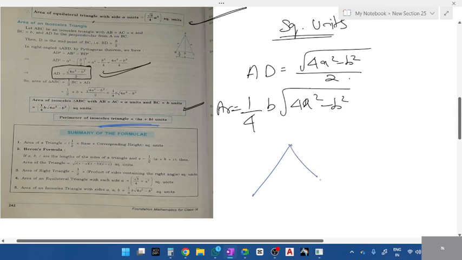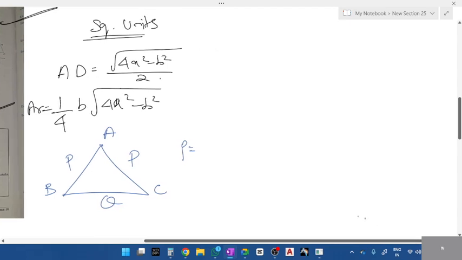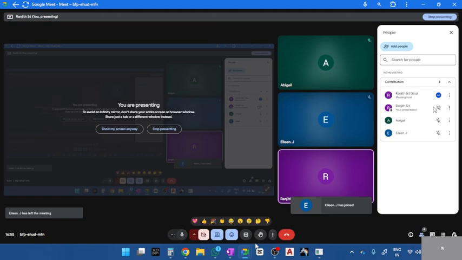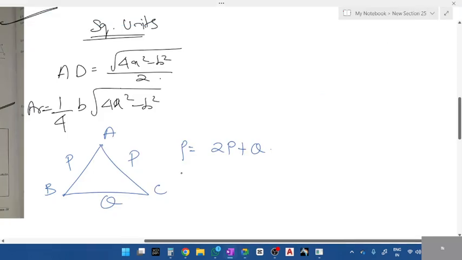And sometimes the teacher might give it differently. I don't know what type of question they'll set. They'll give you a triangle ABC, and they'll write P, P, and Q. Now tell me the formula according to this. What's the perimeter? If two sides are equal and one is different, what will you get? 2P plus Q. Right? 2P plus Q. Okay, look at this formula. For isosceles, sometimes they can give a different alphabet.